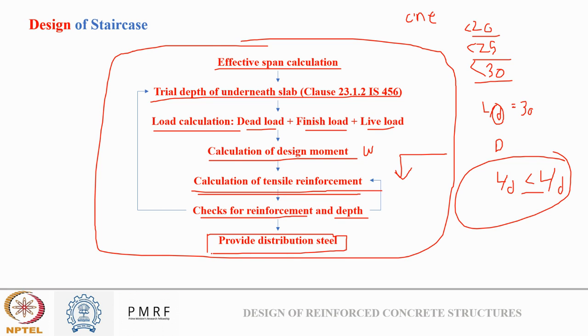So what difference it is making from the design of a slab is just the load calculation and the initial choice of effective span. Once that is done, everything is the same. If you have chosen the number of flights, the width and the height of steps, after that everything is like a design of slab only.